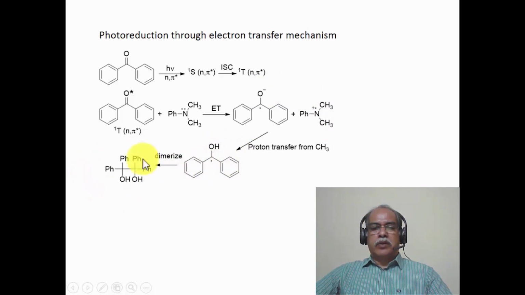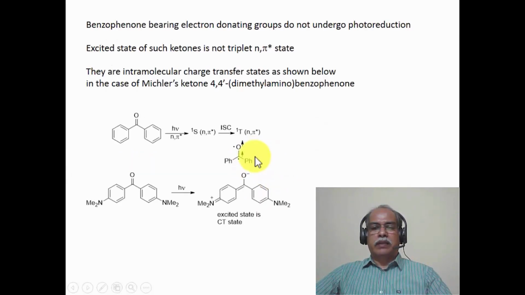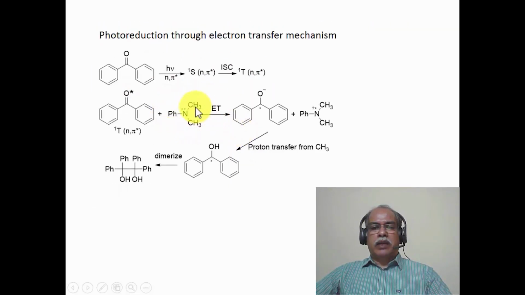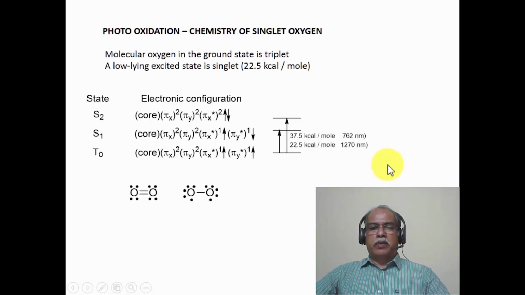The benzhydryl radical, as usual, undergoes dimerization to give the corresponding benzpinacol as the final product in this case. So this mechanism is very different from the earlier mechanism, which does not involve any kind of electron transfer process. For example, it is a mere hydrogen abstraction followed by dimerization, whereas in the presence of a suitable electron donor like the tertiary amine, which is dimethyl aniline in this particular case, it goes through an electron transfer mechanism via a radical ion pair, followed by the formation of the benzhydryl radical, and dimerization is the mechanism. So two distinct mechanisms have been discussed for the photoreduction of benzophenone in this particular module.